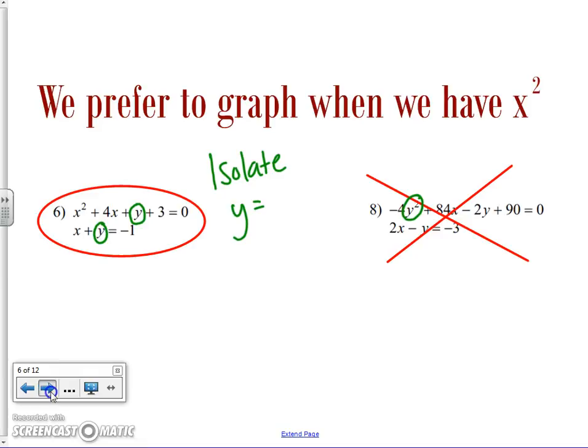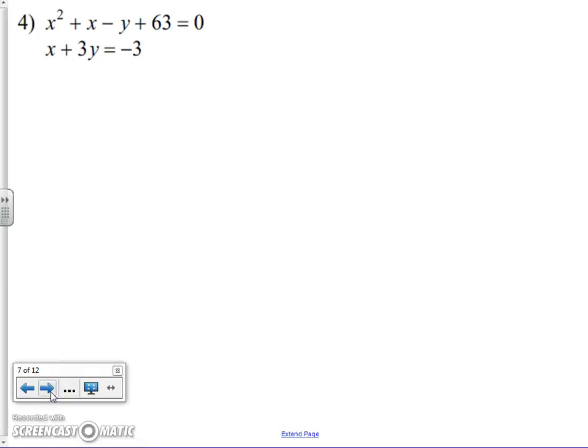All right? Let's work on this one together. x squared plus x minus y plus 63. And then we have x plus 3y equals -3.